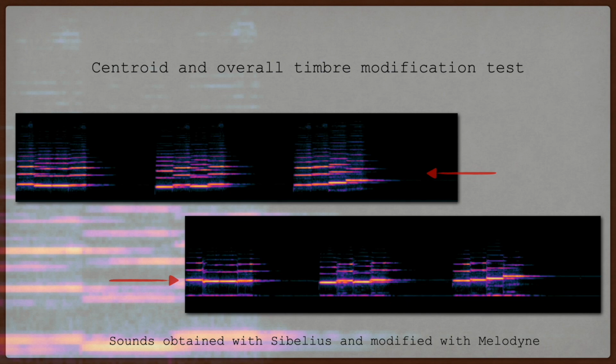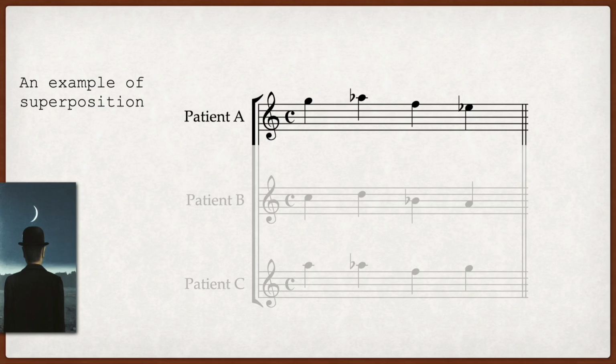So let us now consider an example of superposition of melodies. Let us first hear the melody from data of patient A, which is not the first patient in the database, but is one of 3 randomly selected patients.